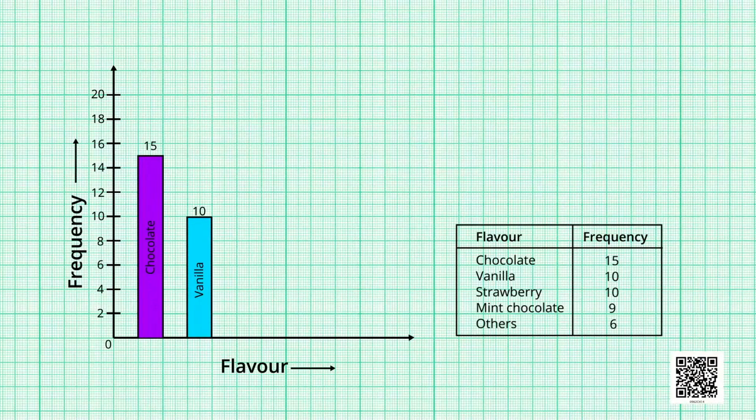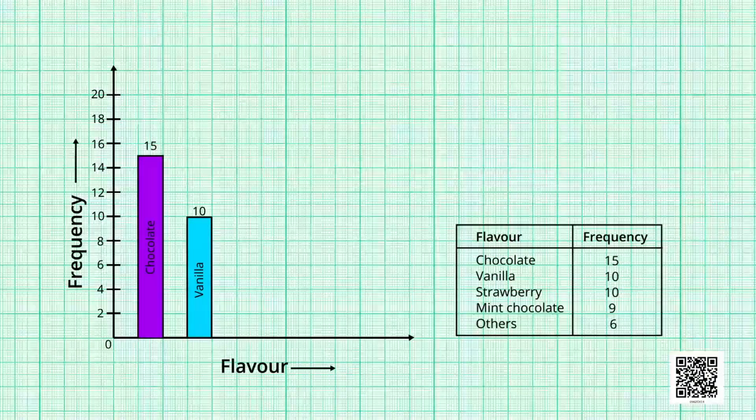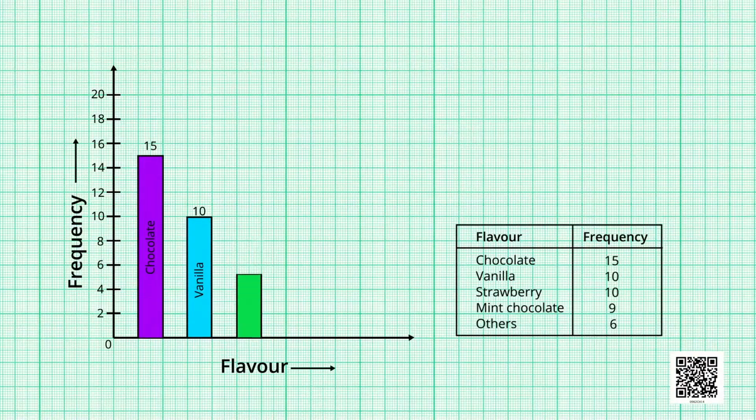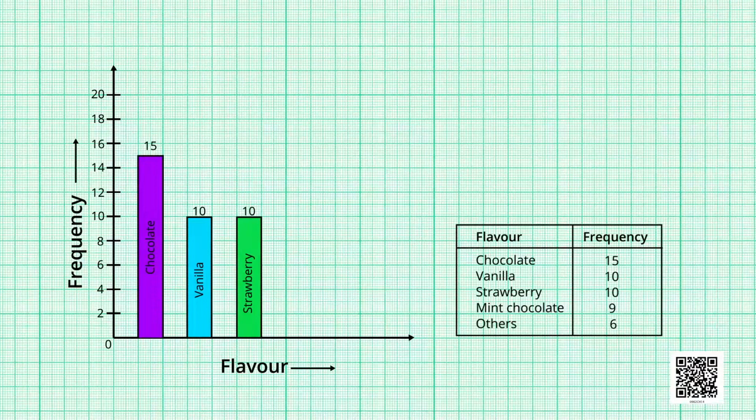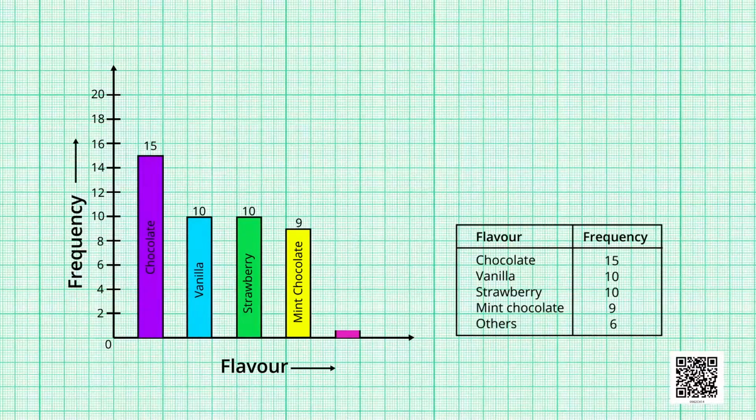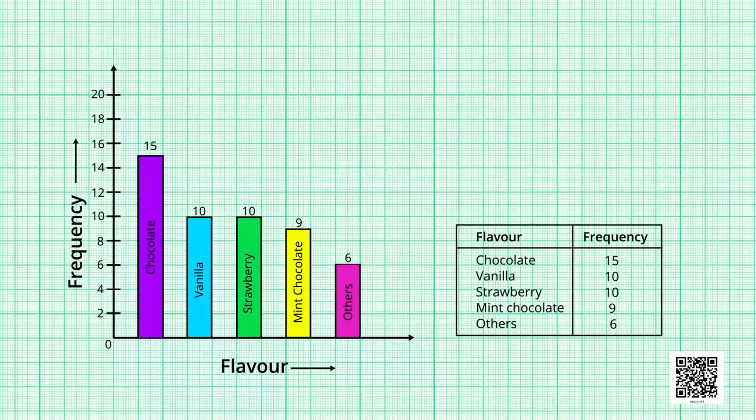Then again we leave 1 unit, that is 1 box, and draw a rectangle representing strawberry whose height will be 10 units. Then leave a box vacant. Then mint chocolate flavor will be represented by this rectangle having a height of 9 units. Then leave 1 box. Then others flavor will be represented by this rectangle whose height is 6 units. So children, this is how we draw the bar graph for the given information.